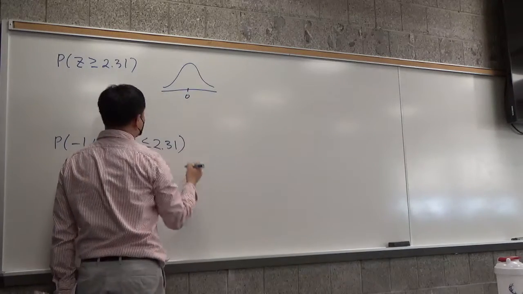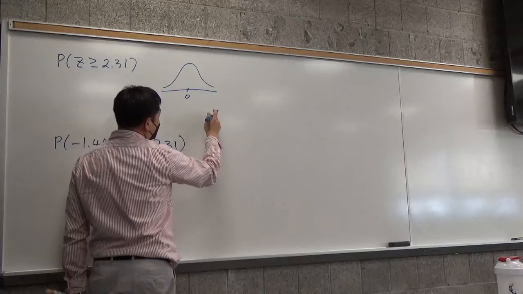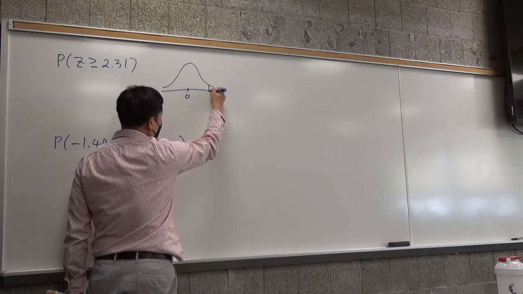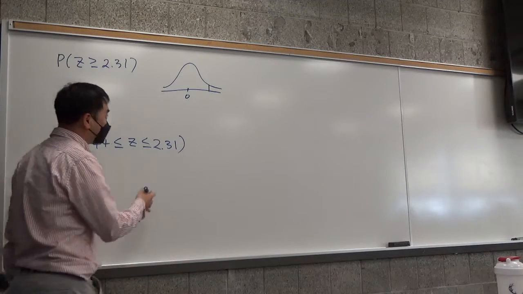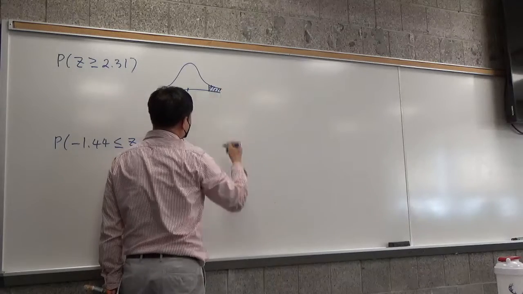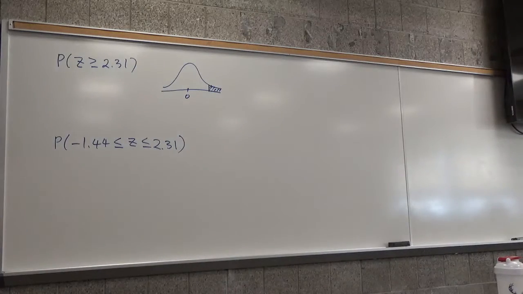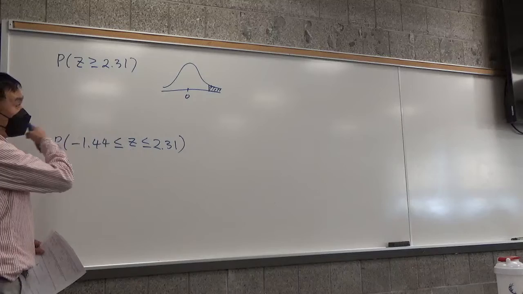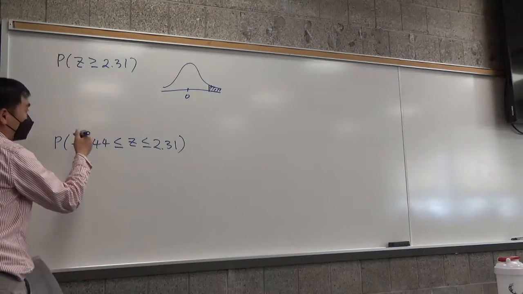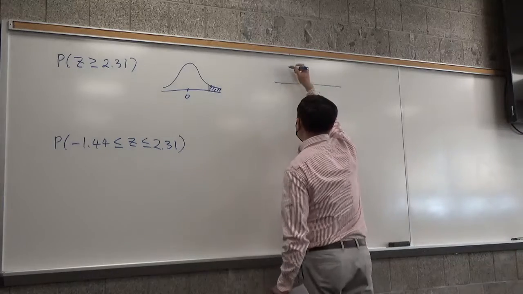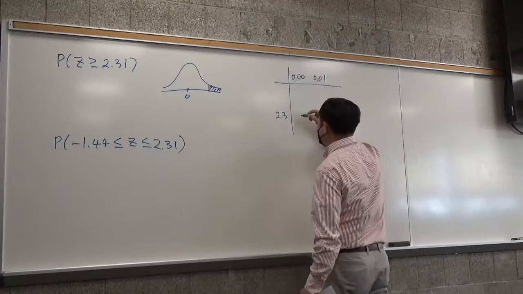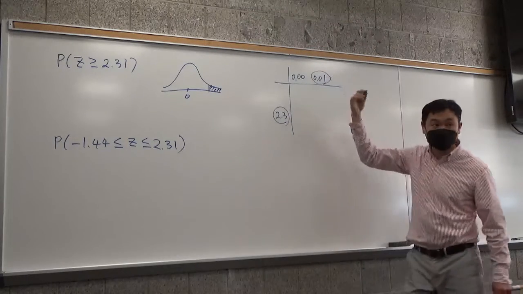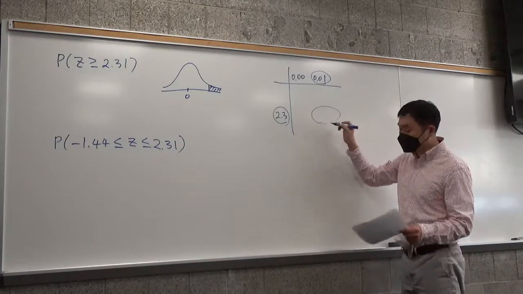So here's the normal distribution, and 2.31 is somewhere here. And you don't have to be exact. It's this much. However, remember that in the table, you only get the area from negative infinity up to that point. So if you go to the table, where here it says 2.3 and 0.00 and 0.01, if you add 2.3 with 0.01, you get 2.31, right? And look what number is right there.